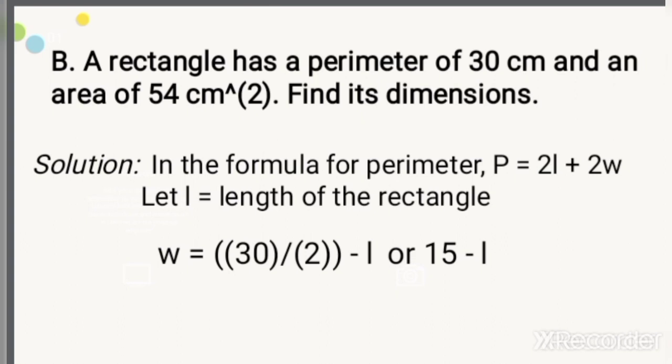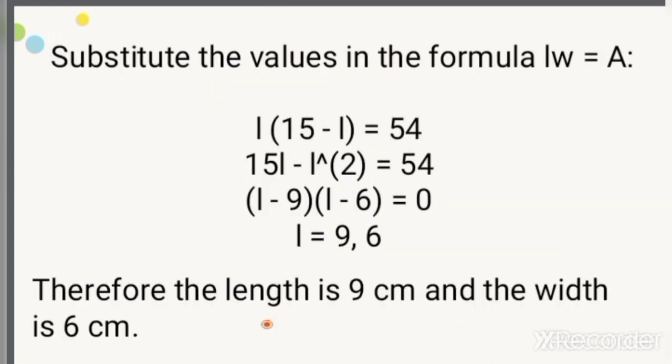B. A rectangle has a perimeter of 30 cm and an area of 54 cm squared. Find its dimensions. In the formula for perimeter, we have P equals 2L plus 2W. Let L be the length of the rectangle. Width equals 30 over 2 minus L, or 15 minus L. Substitute this in the formula L times width equals area. So we have L times the quantity 15 minus L equals 54.